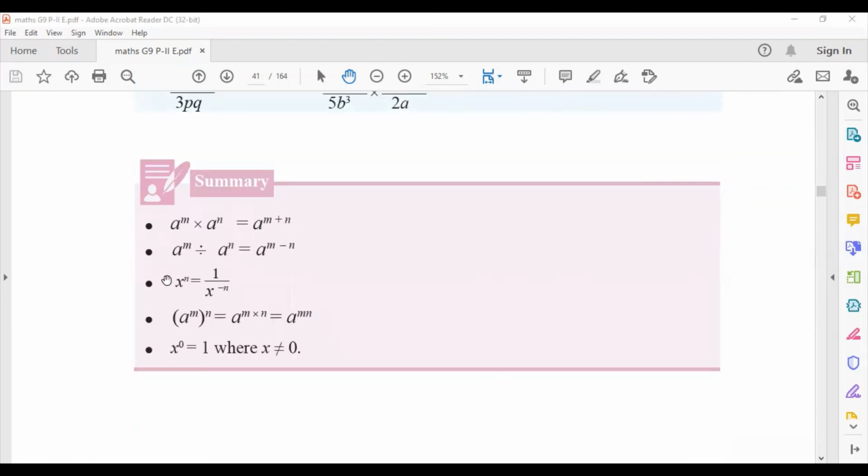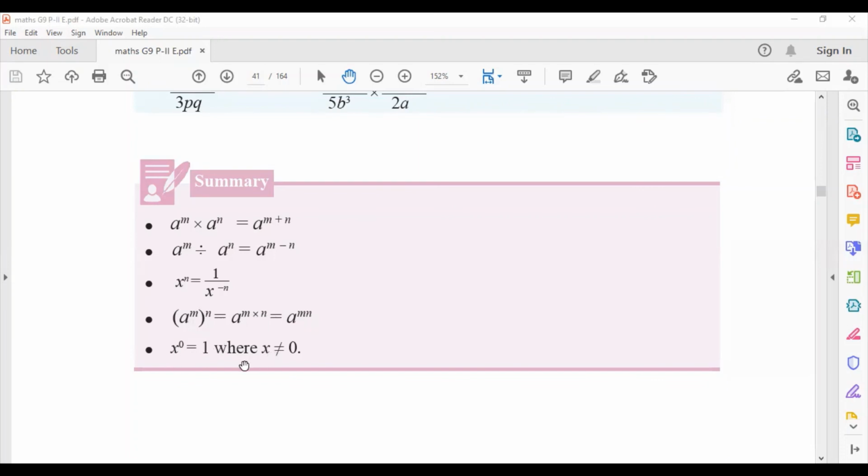Then if there is a positive index, that can be converted into a negative index by taking it into the denominator place. Basically, what we have learned is, if you are changing the placement, numerator, denominator placement, then the sign of this index should be changed. Right? When there is a power of a power, you should multiply two indices, right? a to the power m to the power n, power of a power, then two indices should be multiplied, mn.